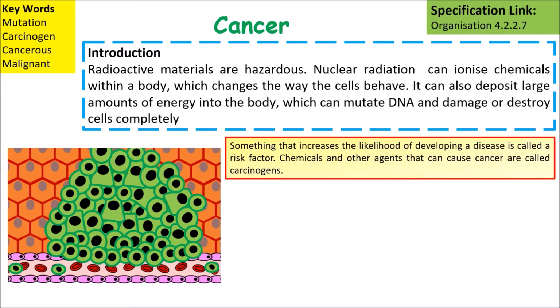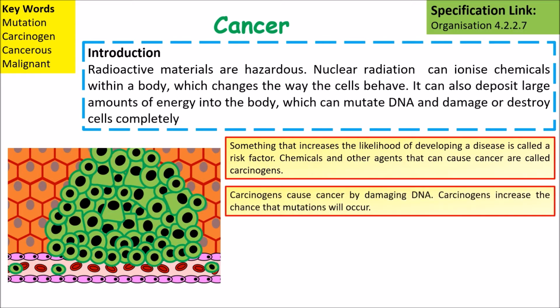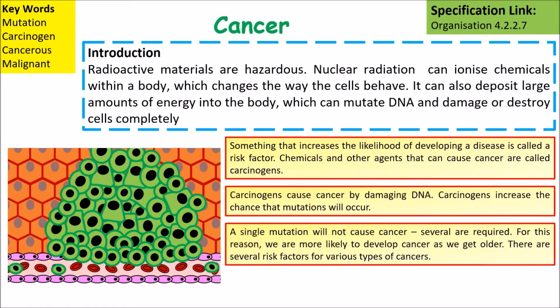So something that increases the likelihood of developing disease is called a risk factor. Carcinogens are chemicals that cause cancer by damaging the DNA. A single mutation may not cause cancer. Several mutations are often required. For this reason, we are more likely to develop cancer as we get older, as there will be more risk factors throughout your life.